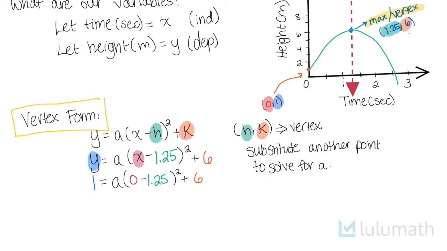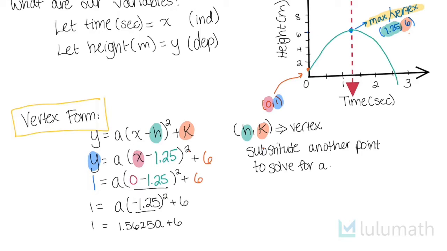So now let's go ahead and just evaluate. So 0 minus 1.25 is negative 1.25. And I'll copy the rest of my equation down. And then negative 1.25 squared is 1.5625. And I can put the A after. It doesn't matter what order I do it in, so I'm going to put the A after, so I have this 1.5625 as a coefficient, plus 6, and then I'll copy the 1 down.